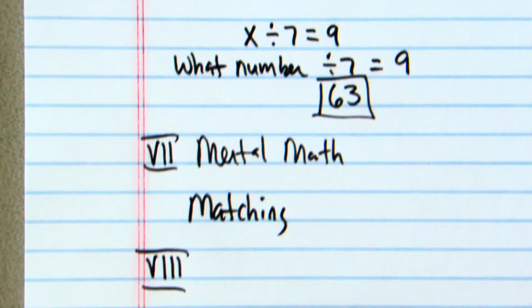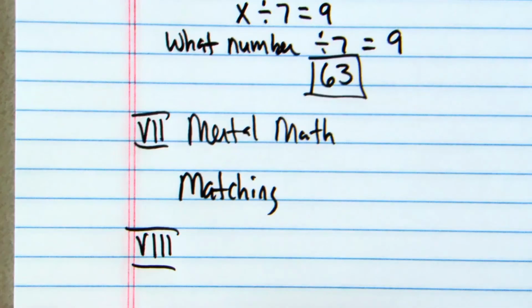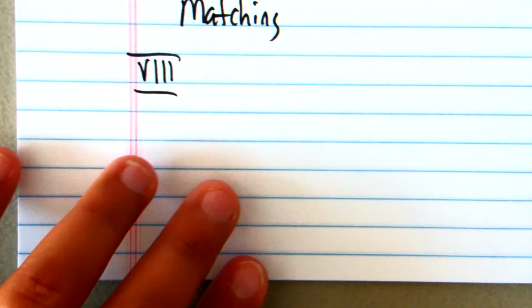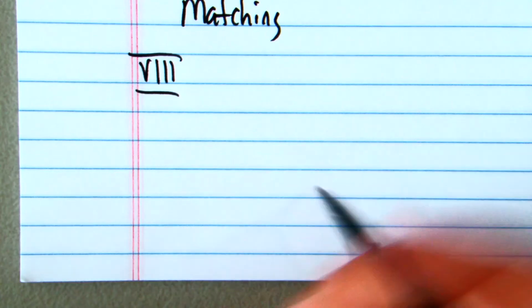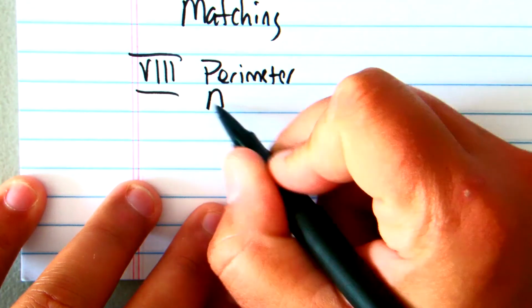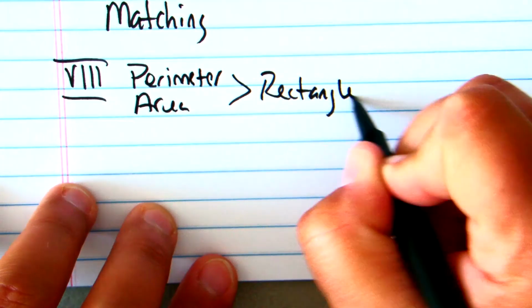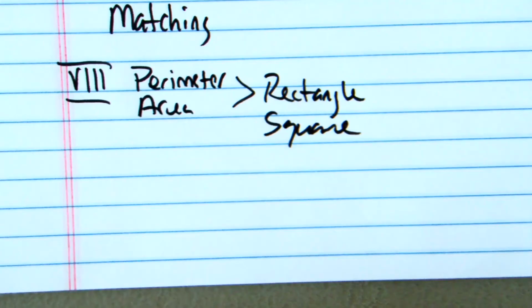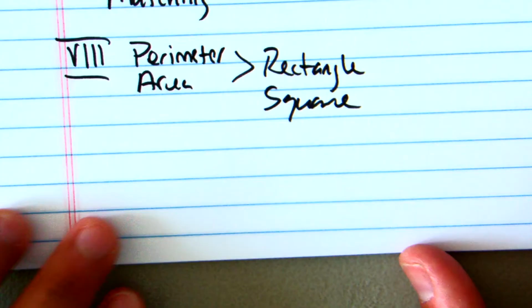So we're on section 8. Section 7 was still mental math, but it was just matching. Section 8 is going to deal with perimeter and area. What we've dealt with in this class is rectangle and square. So you're going to have 3 questions about finding the perimeter and area of the rectangle and the square.